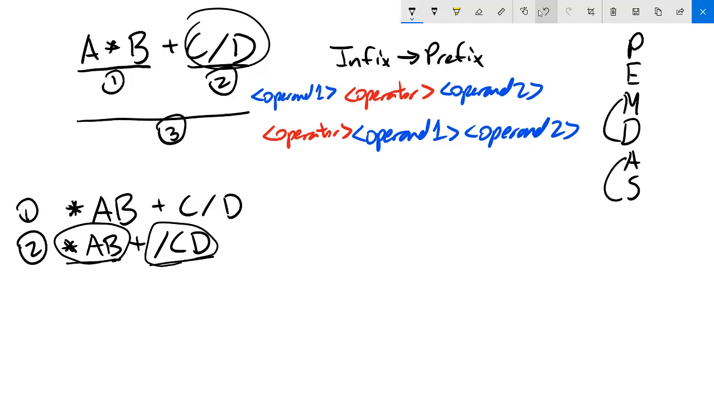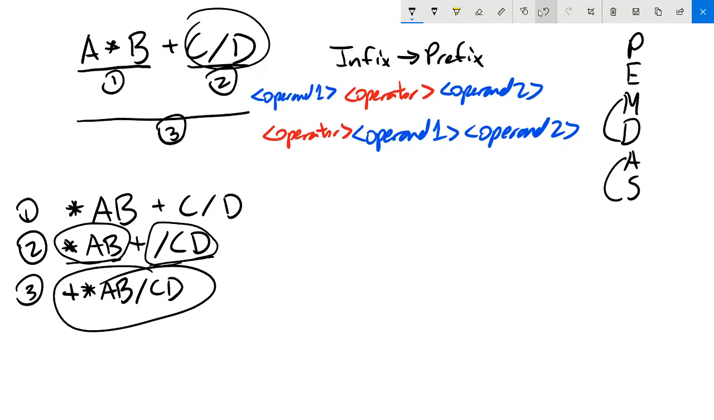So can we manipulate this to change it from an infix problem, where the addition sign, the operator, is between the two operands, and make it a prefix problem? Okay, so we just put the plus in front. This is operand 1. This is operand 2. And this is my final answer. So to go from infix to prefix, we just move the operator from in between the two operands and put it before them.